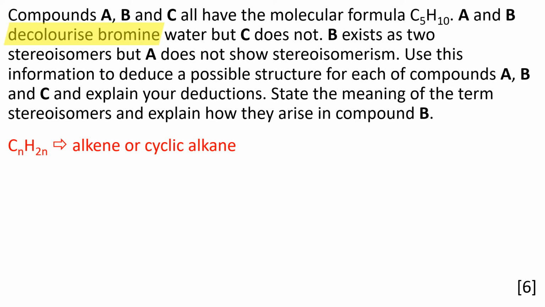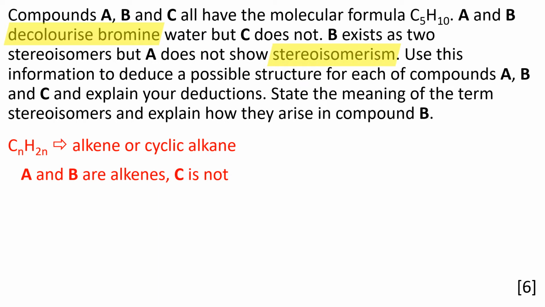Decolorises bromine water. So alkenes undergo electrophilic addition reactions. And so A and B decolorise bromine water, going from orange to colourless. So A and B must be alkenes. The fact that C does not suggests that C does not have a double bond, so it's not an alkene.